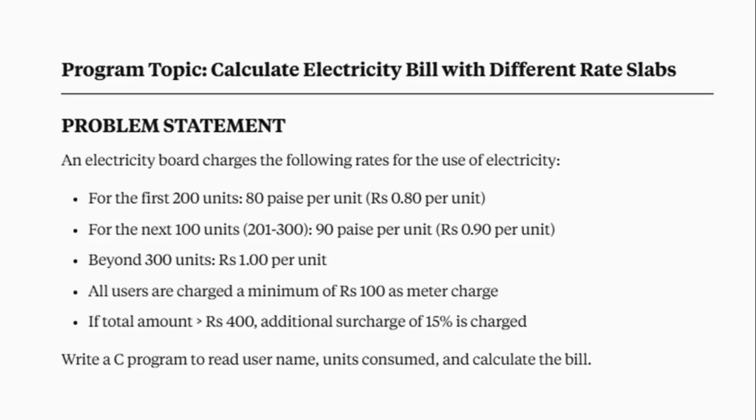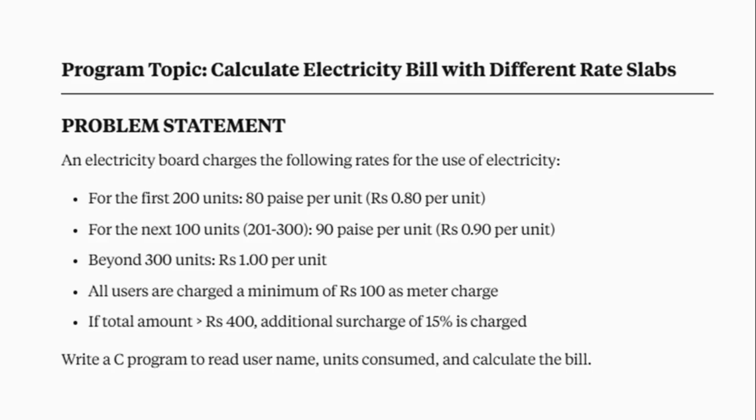So the topic is to calculate the electricity bill with different rate slabs. The problem statement says an electricity board charges the following rates for use of electricity. For the first 200 units, it is 80 paise per unit, that is 0.80 rupees per unit. For the next 100 units, from 201 to 300, it charges 90 paise per unit, and beyond 300 it is rupees 1 per unit. All users are charged a minimum of rupees 100 as meter charge.